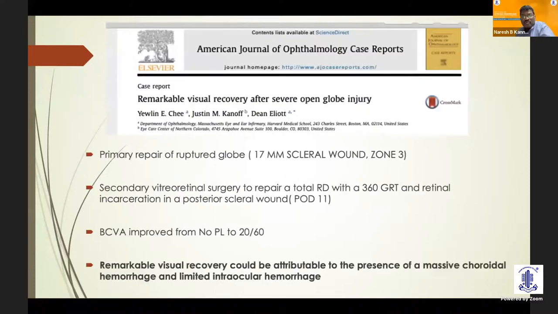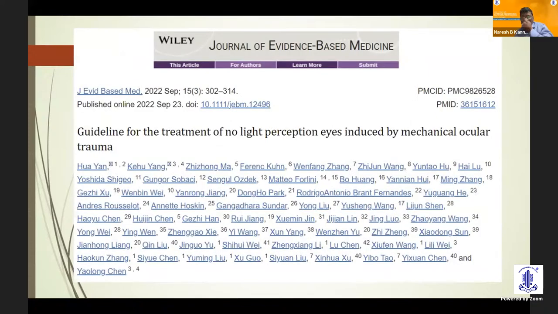So we have got a lot of literature which says what all the prognosticating factors are. The recent one, which was published in the month of September, is a very good article which talks about the guideline for the treatment of patients with trauma with no perception of light. And they have told actually two things.